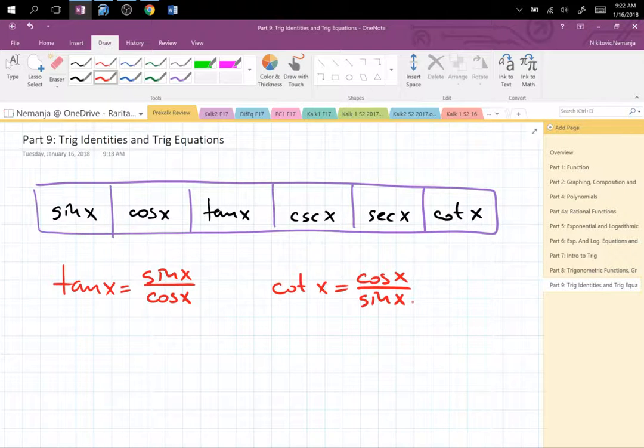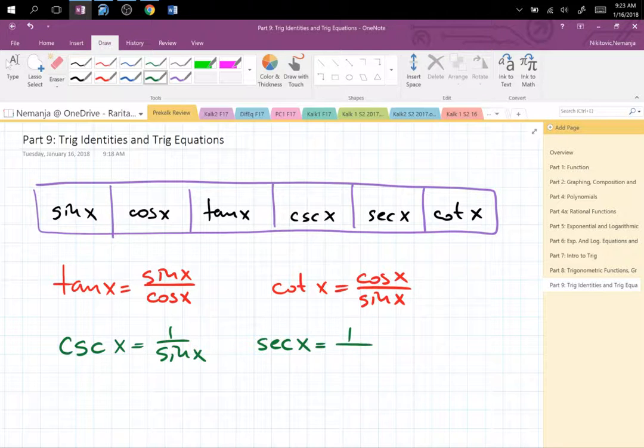And then we have the reciprocal identities. Let's put these, let's say, green, whatever. Cosecant x is 1 over sine x. Secant x is 1 over cosine x. And then cotangent x is 1 over tangent x.